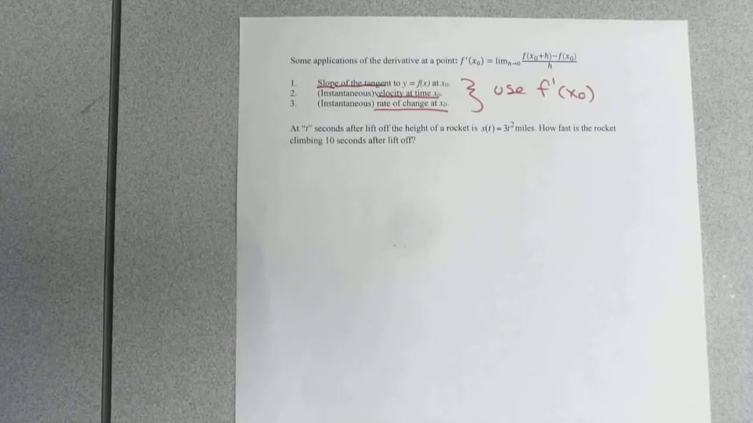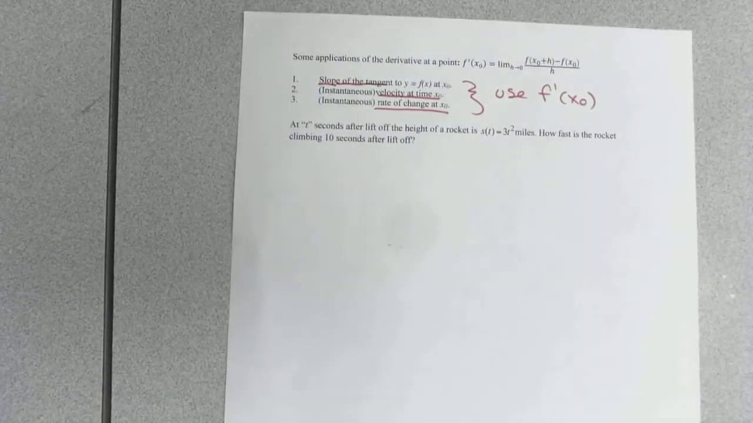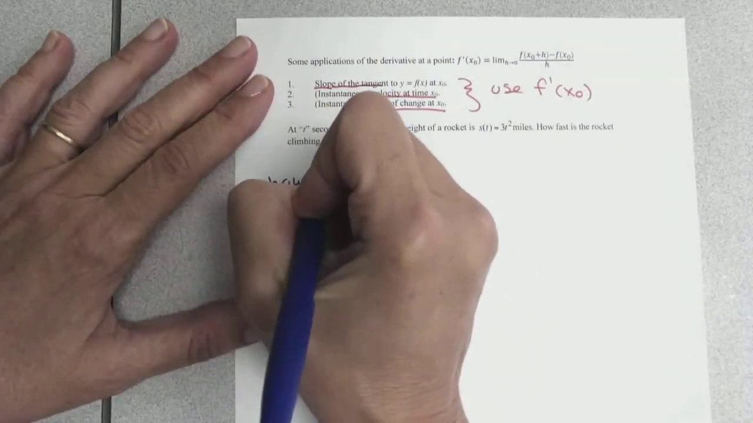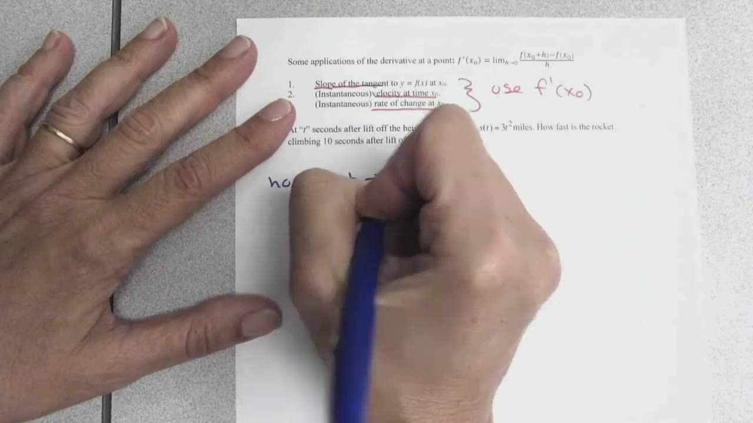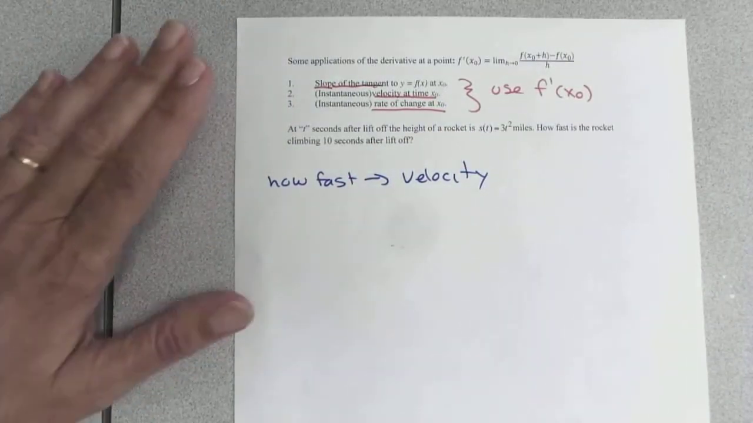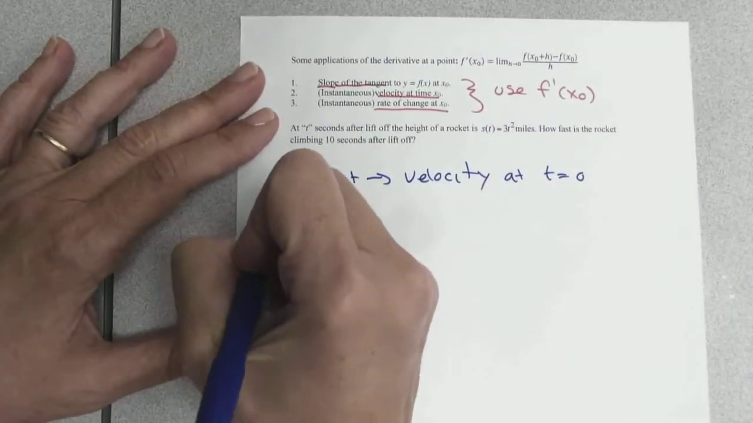At t seconds after liftoff, the height of a rocket is s of t equals 3t squared miles. How fast is the rocket climbing 10 seconds after liftoff? So how fast? It doesn't say velocity, but how fast does mean velocity. So we want the velocity at t equals 10, or we need to find f prime of 10.